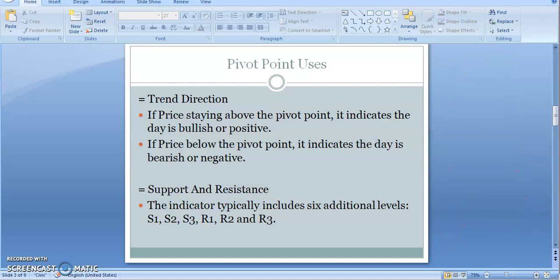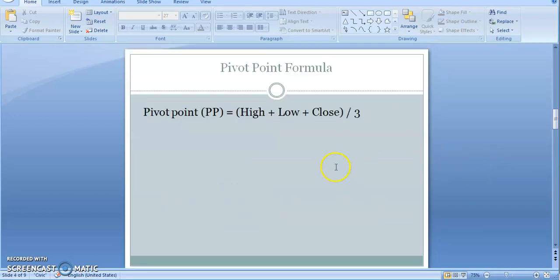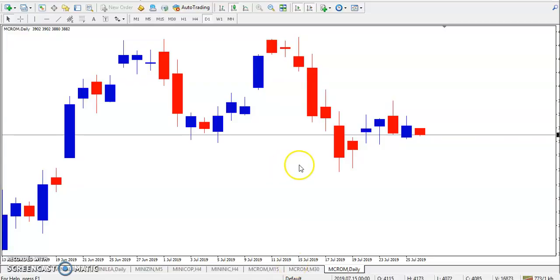And next, the pivot point formula. How to calculate the pivot point? We have to calculate high, low and close divided by 3. Let's see it on a live chart. Here we want to calculate the pivot point. I took this daily chart, and we need today's pivot point, so we'll calculate today's pivot point.